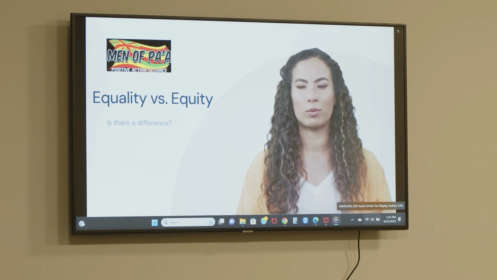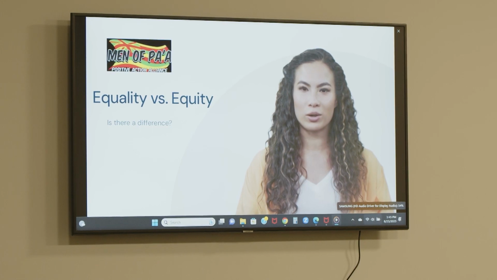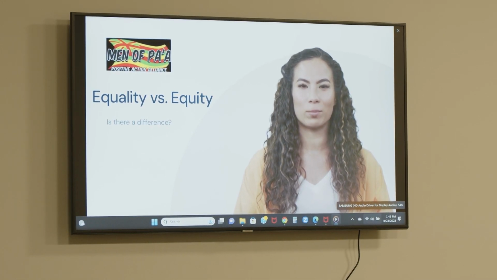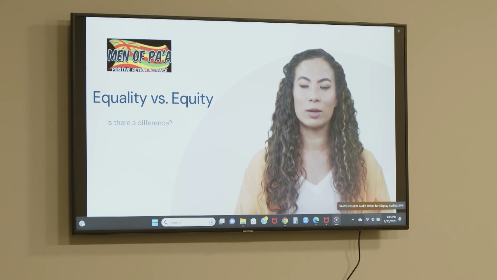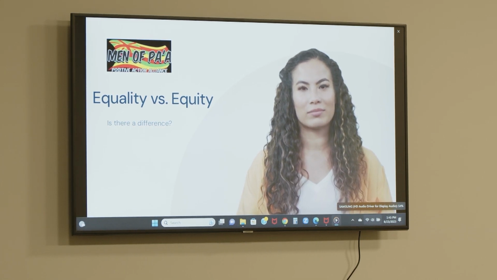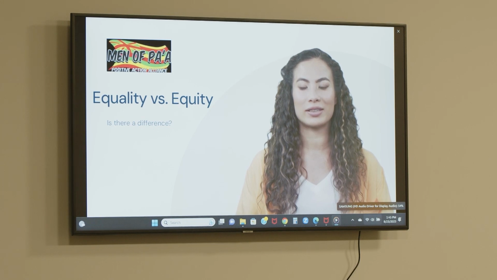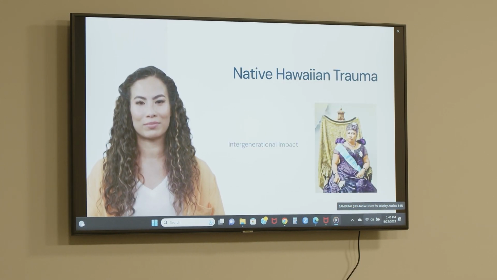Advantage. Equity can more effectively address systemic and structural barriers faced by marginalized groups. In summary, while equality focuses on providing the same resources or opportunities to everyone, equity emphasizes adjusting resources and approaches to cater to individual or group-specific needs and barriers. Both are valuable in different contexts, but understanding the distinction is crucial when discussing social justice. What is Native Hawaiian trauma?